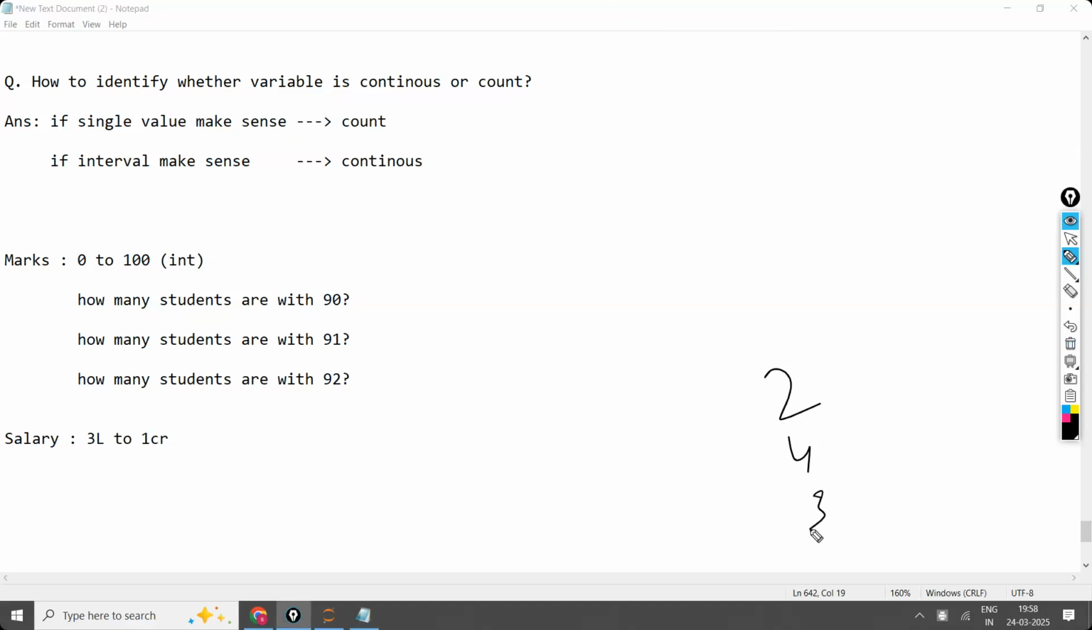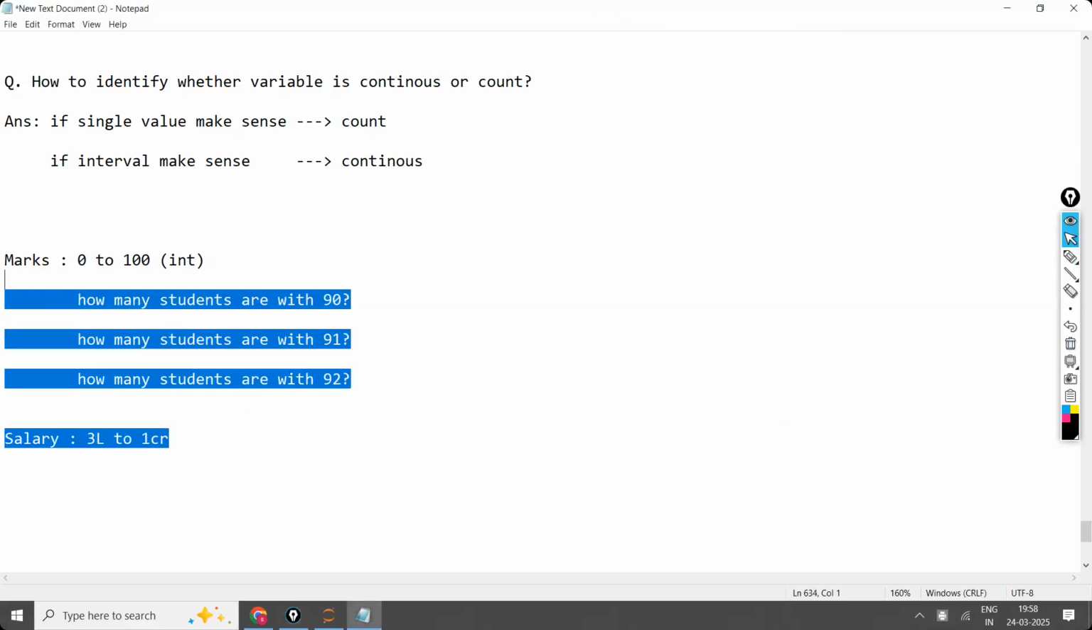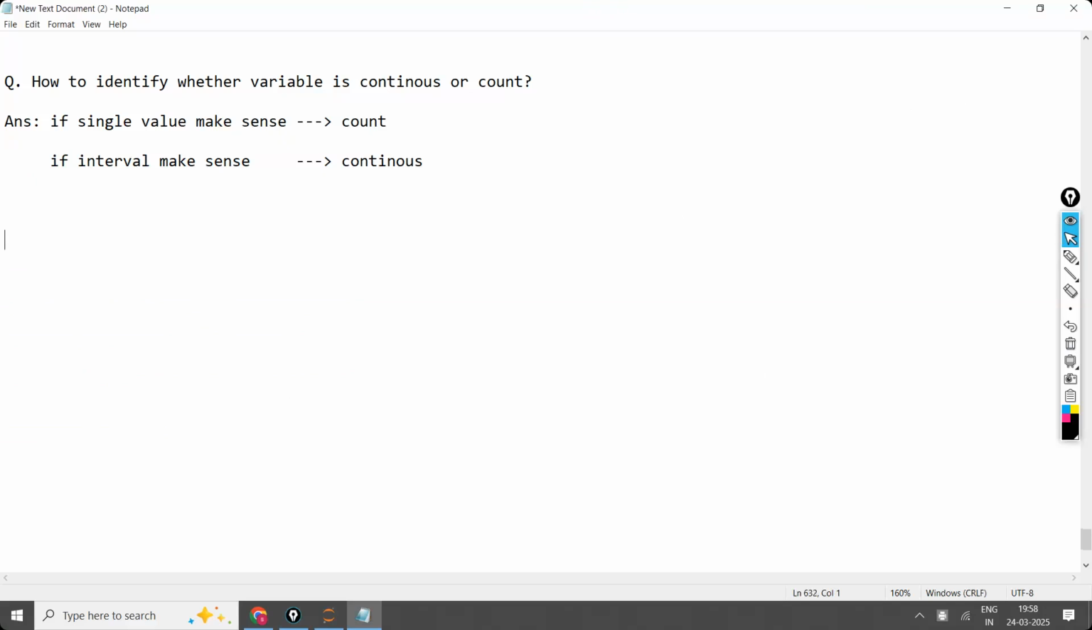Is the point clear? So individual value is making sense means count. Interval is making sense means continuous. For continuous, we have to apply different measures, different plots. So we'll move on to the statistics one by one.